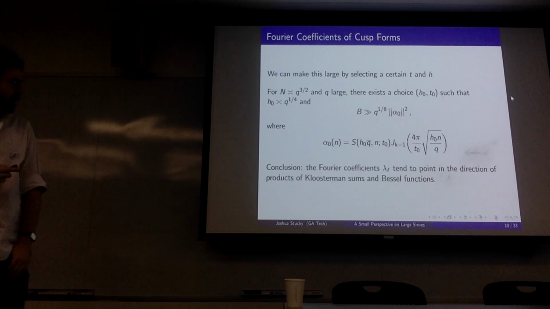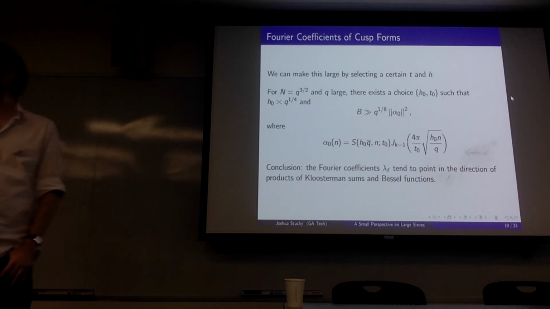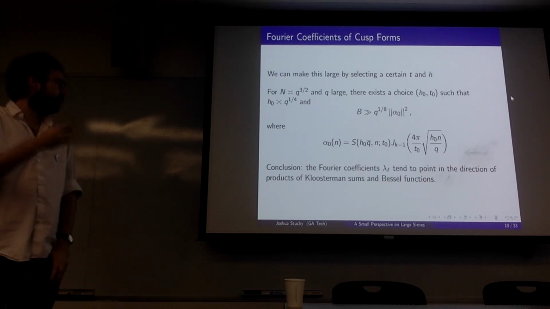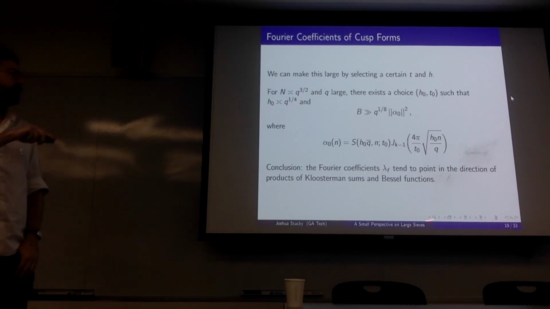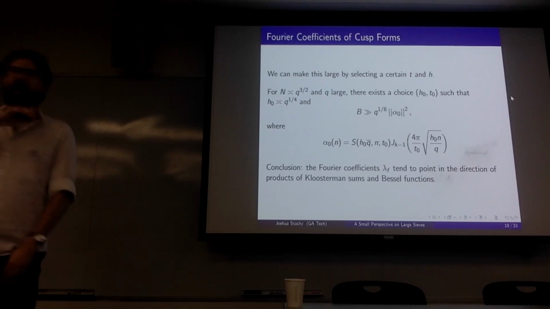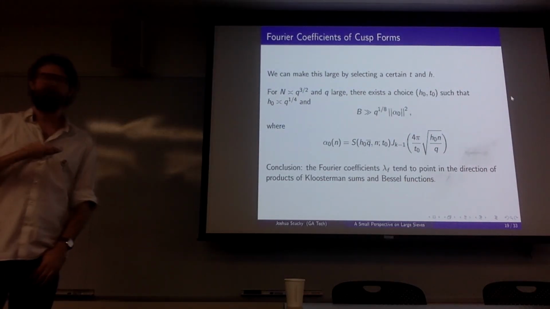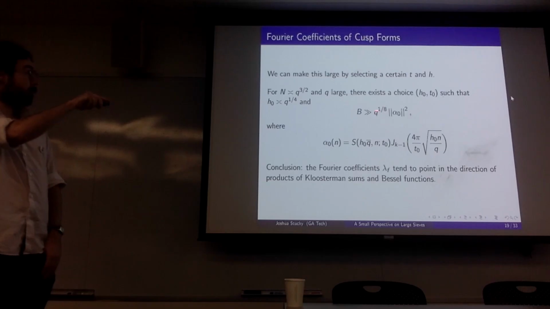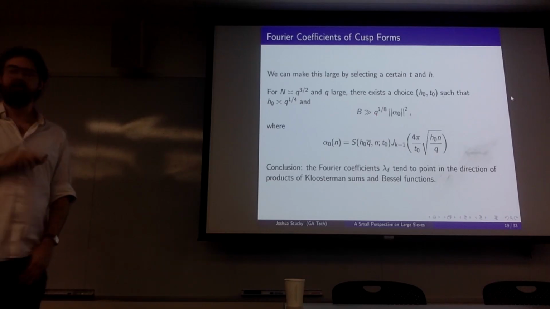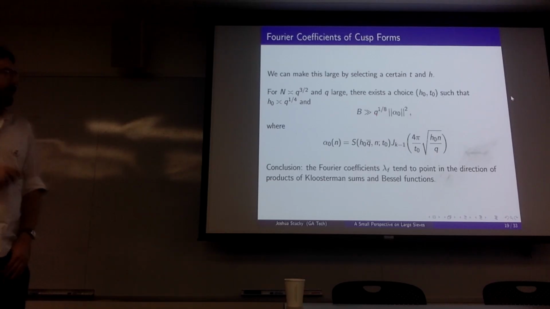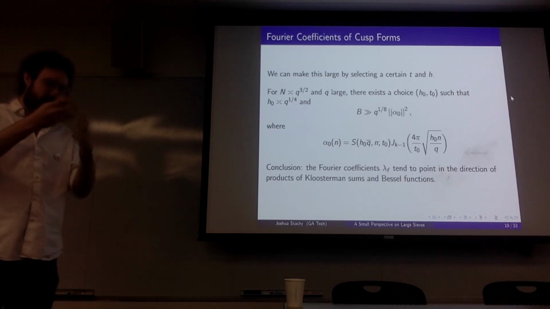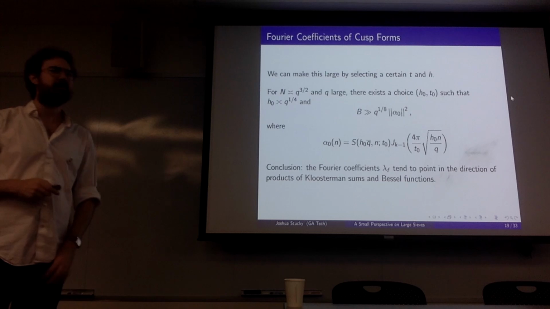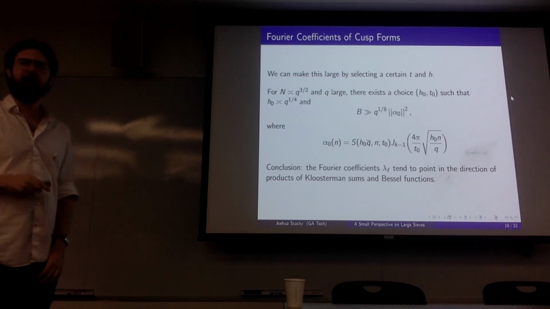So in a very odd and counterintuitive way, perhaps a very surprising, perhaps beautiful way, Fourier coefficients of cusp forms tend to point, or are correlated with, products of Kloosterman sums and Bessel functions. It is a highly non-obvious but amazing fact. And to a pretty large extent, you can make the correlation rather large. So you can have the Fourier coefficients pointing in these directions. It's a rather surprising phenomenon.